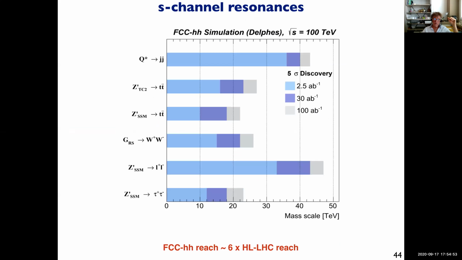Work has been done, nevertheless, to verify that indeed the detectors that the experimentalists are designing for the FCC are suitable to do these measurements in the multi-TeV range. And this table, for instance, is the result of the detailed Delphes study of the discovery potential for s-channel resonances, like excited quarks to dijets, or Z primes going to tt̄, Randall-Sundrum gravitons going to W+W-, and the standard Z prime going to dileptons. And you see the mass scale is in the range of between 20 and 40 TeV, depending on the channel.